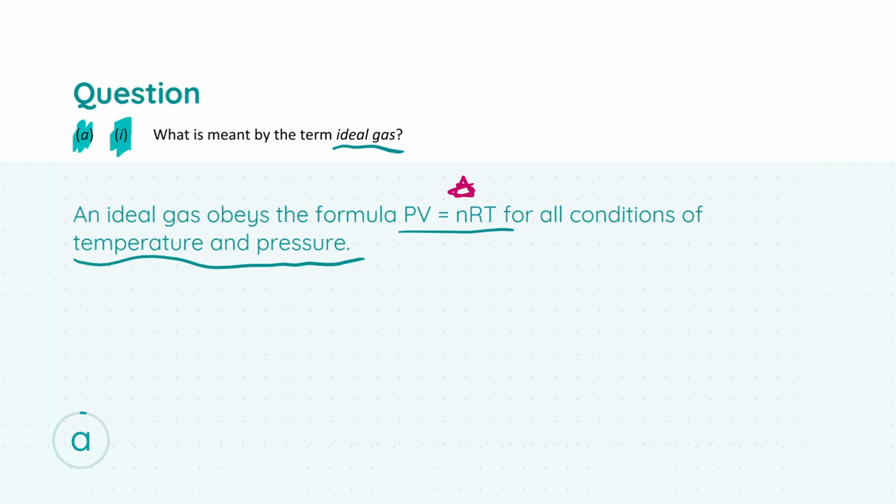The total amount of marks going for this question was a nice handy 4, and those 4 marks were going for writing down the PV equals nRT formula, or saying that it follows all of the gas laws. So, nice easy 4 marks if you're able to recall your definition.